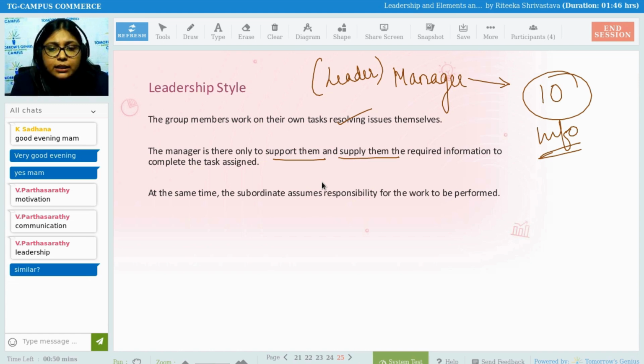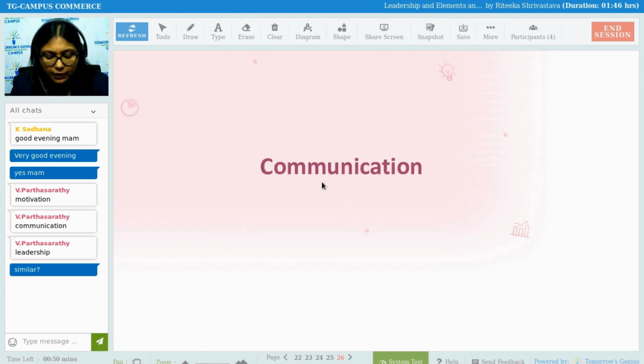At the same time, the subordinate assumes responsibility for the work to be performed. So subordinates are also going to be very responsible. They will understand the importance of their work and their responsibility, and accordingly they will accomplish all the tasks.